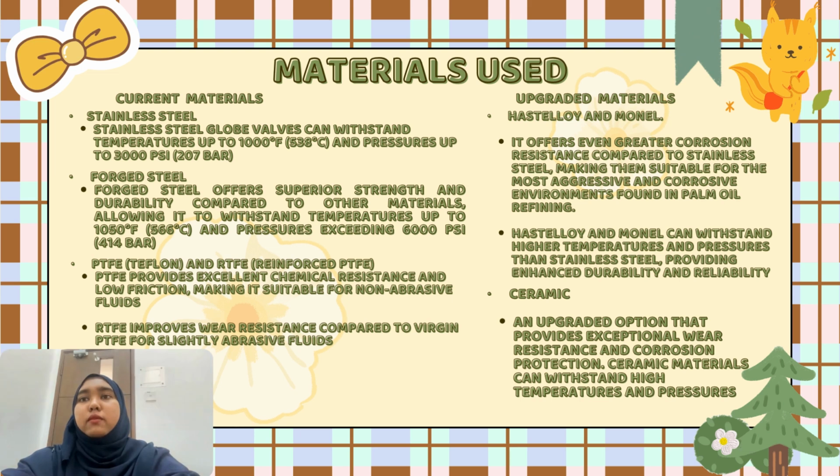Next are the upgraded materials that we suggest for globe valves in pump or refining processes. First is Hastelloy and Monel. These specific alloy materials are even better than stainless steel for corrosion resistance, making them suitable for the most aggressive and corrosive environments found in oil refining. Hastelloy and Monel can withstand higher temperatures and pressure than stainless steel, providing enhanced durability and reliability.